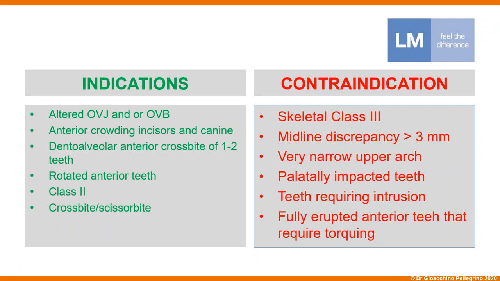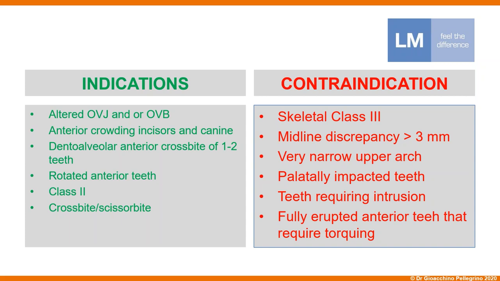In a particular way, this kind of approach is very useful when we want to treat alteration of overjet and overbite, an amount of anterior crowding, incisive crowding, and the crossbite, anterior crossbite of 1 or 2 teeth, rotation of the anterior teeth, tendency of growth in class 2 relationship, and lateral crossbite.